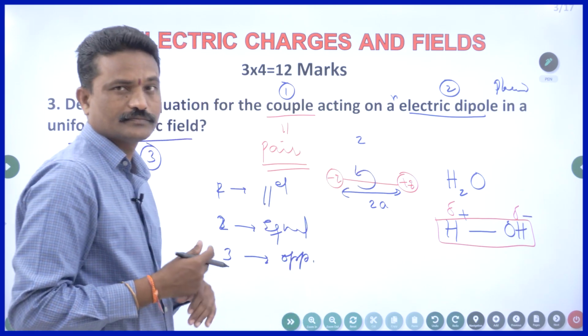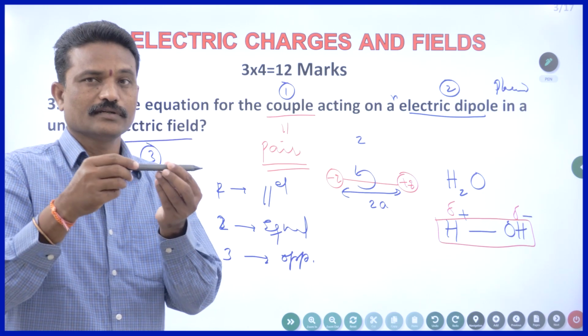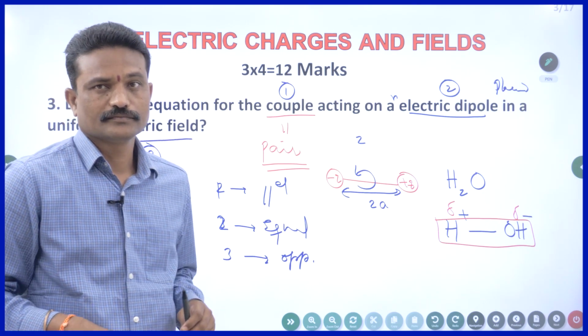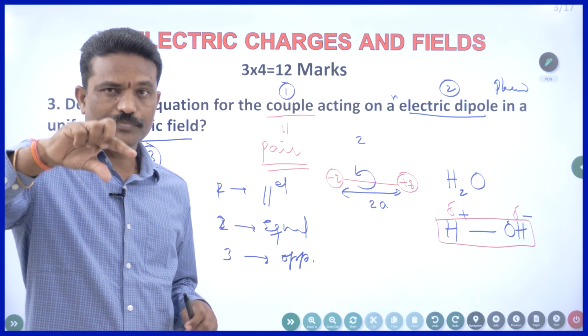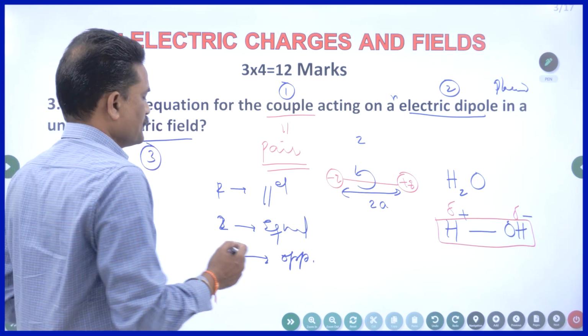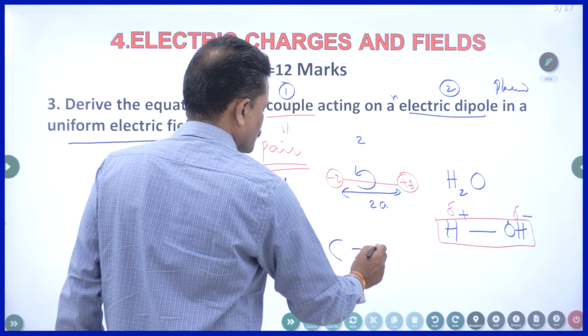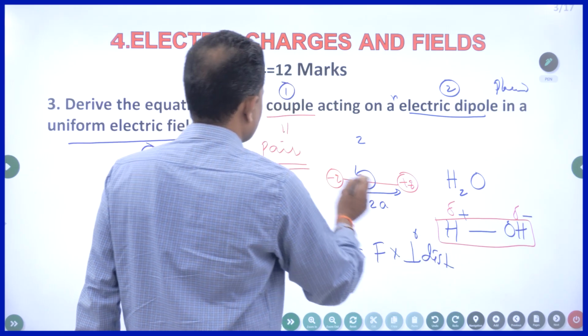rotatory motion. That rotates. So, if I apply one force here, another force here, definitely it undergoes rotation. Just like rotating the tap with the help of your two fingers, applying two equal and opposite forces. That is called couple. The expression for couple is equal to force into perpendicular distance between this pair of forces.